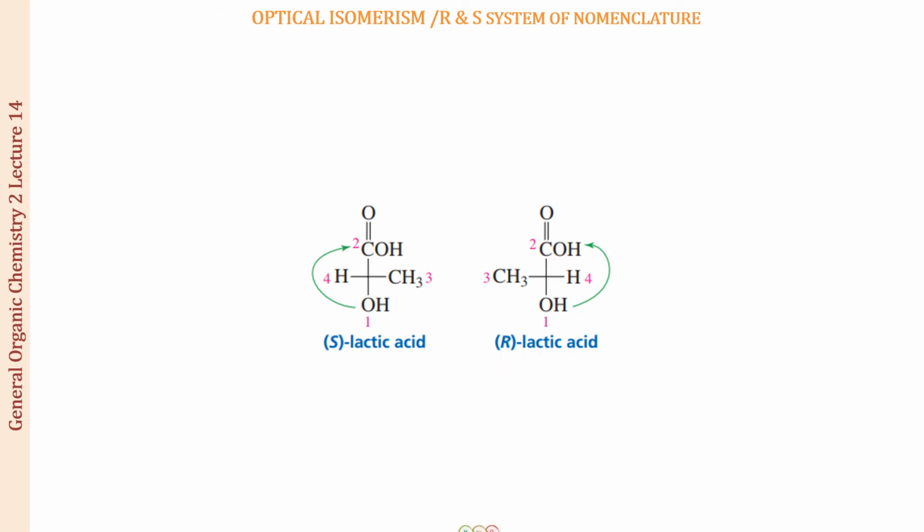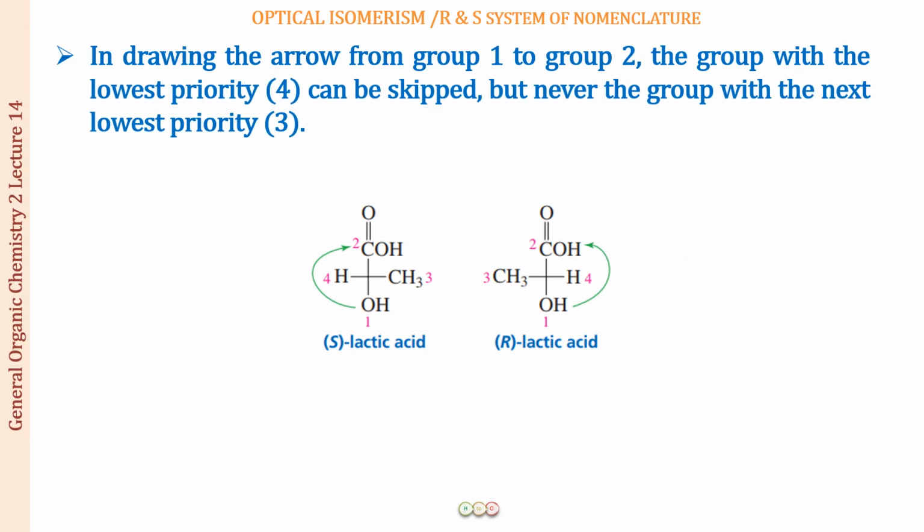Okay, so what you have to always remember is that when you draw the arrow from group number 1 to 2, the arrow has to cross over the lowest priority group and never the third group. So the arrow is always going to be 1 to 2 over 4, never over 3. That is what you have to remember. Do not make a mistake over here.